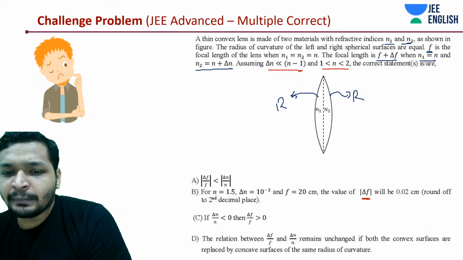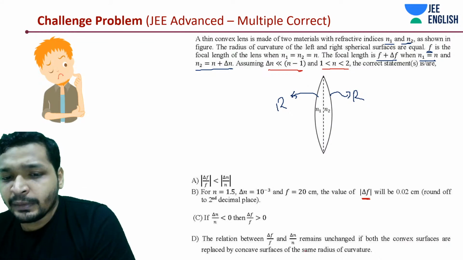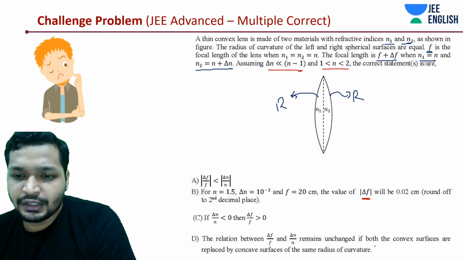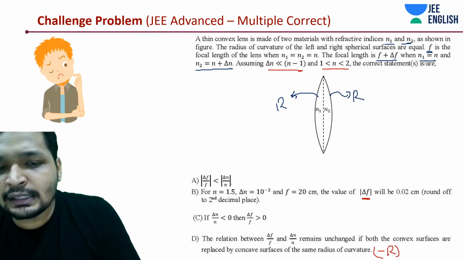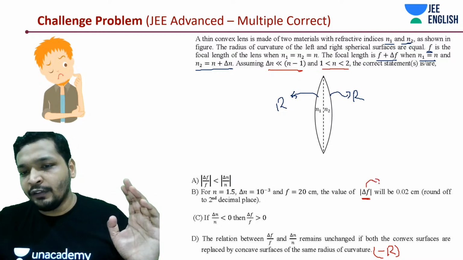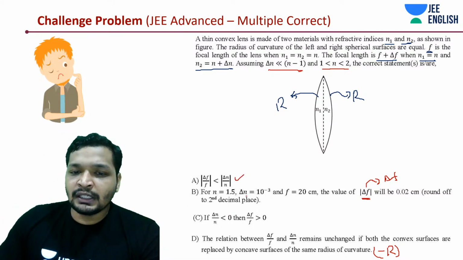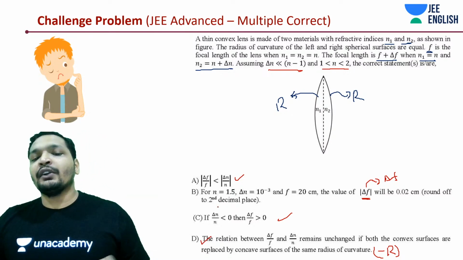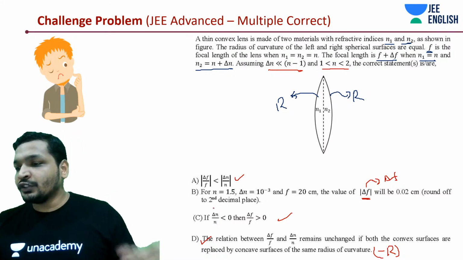And the last option is about the relation between delta f by f and delta n by n remaining unchanged if the convex surfaces are replaced by concave surfaces of the same radius of curvature, basically minus r if this was r. Now let's analyze. First of all, we have to find out delta f. Another thing is we have to find out the relation between delta f and delta n. This one says so, this one says so, and the D also says so. So we would have to find out the relation between delta f by f and delta n by n. That is the first and foremost thing we should be doing.